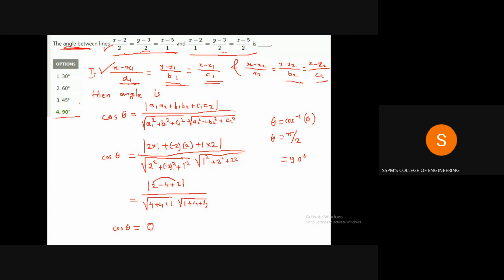π/2 is also 90 degrees. Therefore the angle is 90 degrees. Okay.